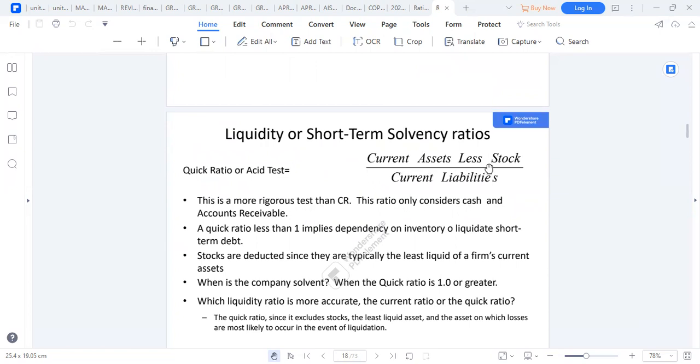In the acid test ratio, we just negate the stock, because when a creditor wants to collect their monies, they will not look at the stock that you have, because they will not have time to sell or buy. So that is how we calculate that.